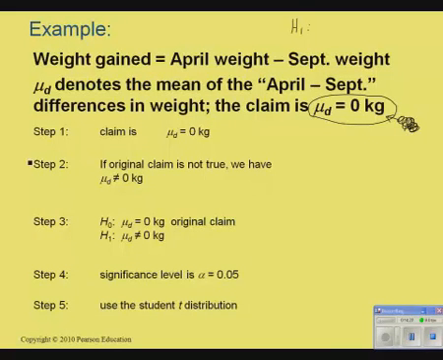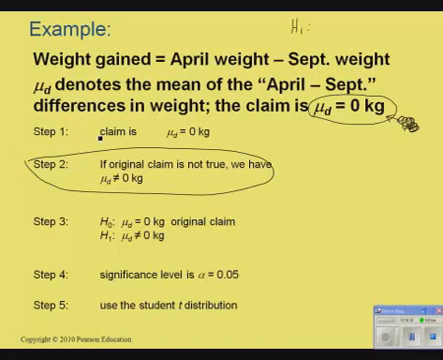Watch how the book does this. This is interesting. Step 2. When the original claim is that mu D equals 0, they use this. If the original claim is not true, if it's false, then mu D does not equal 0, right? So mu D does not equal 0, that's my H1. So H0 is the original claim. I don't know. To me, this is a little bit of gibberish. It's not as important here as it is, say, in that problem over there on the board. But that's okay.